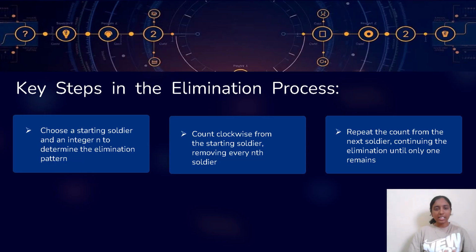Next, key steps in the elimination process. To summarize the elimination logic, we choose a starting soldier and a number n, count clockwise, and remove the nth soldier. After each elimination, counting resumes from the next person, continuing until one person remains. This sounds simple, but to simulate it programmatically, we need a special data structure called a circular linked list because it allows endless looping through the group. Let's dive into the next slide.